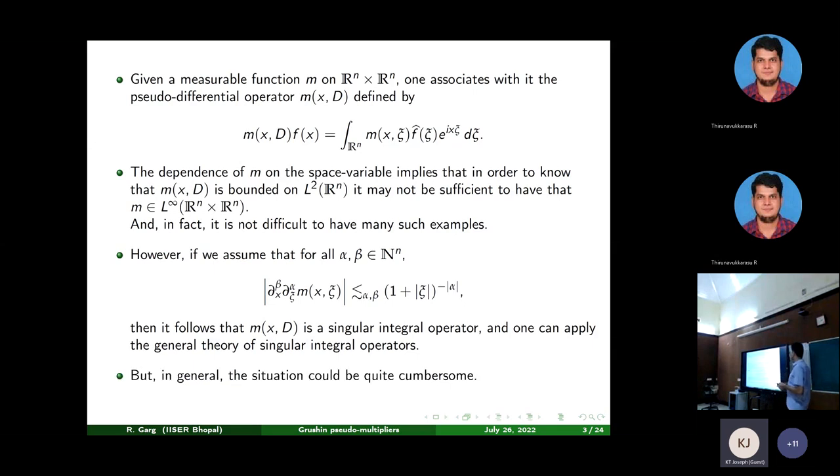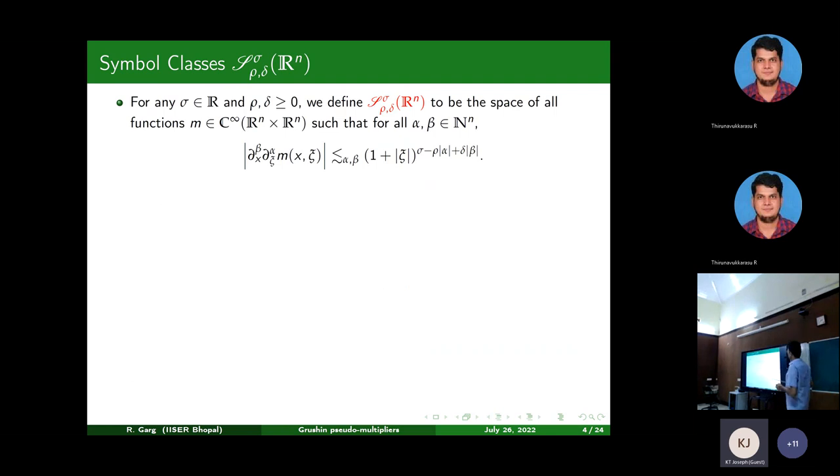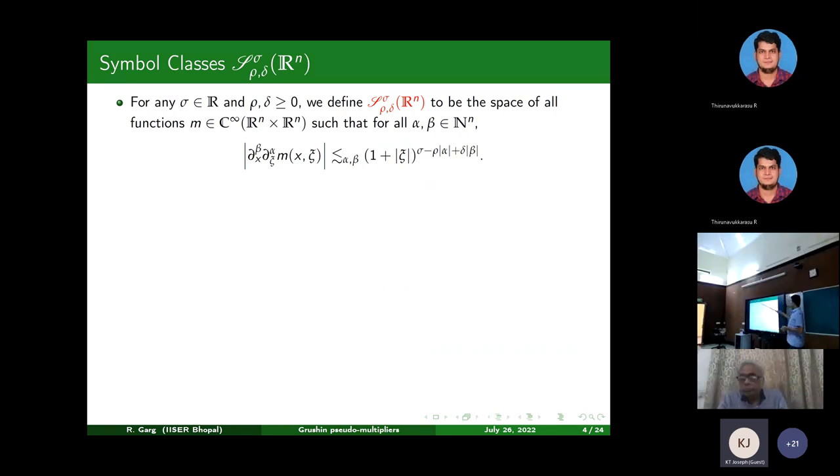Okay, now the situation becomes quite cumbersome, quite difficult, if one relaxes this condition. So the discussion of today's talk that I want to raise is this: this is quite a good condition. I'm demanding decay at infinity of this rate. If you give me lesser decay, then the situation is difficult.